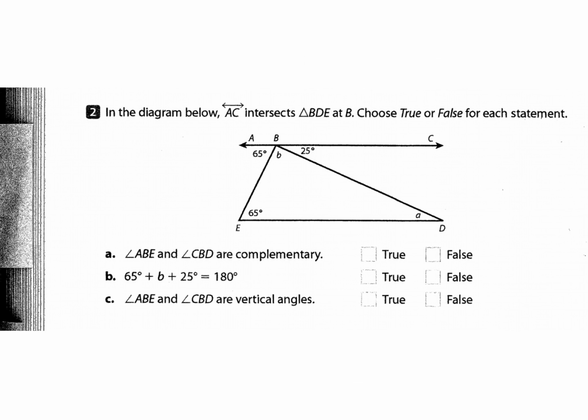For the second question on the page, it says in the diagram below that the line segment AC intersects triangle BDE at B. Choose true or false for each statement. So we know that 65 degrees, angle B, and 25 degrees should be equal to 180 degrees. So that's what letter B says. 65 degrees plus B plus 25 is equal to 180. So we're going to say true for that one.